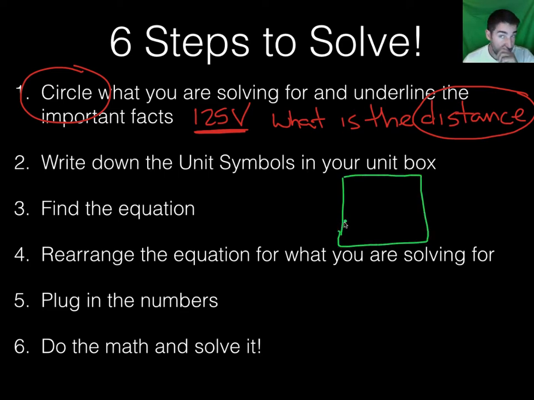This, like I said, this method is going to get you the right answer every time. It takes a couple steps. Once you get good at it, writing all these things down is going to be really quick, but you have to do it, especially if you're struggling with this stuff. You have to go through all these steps.